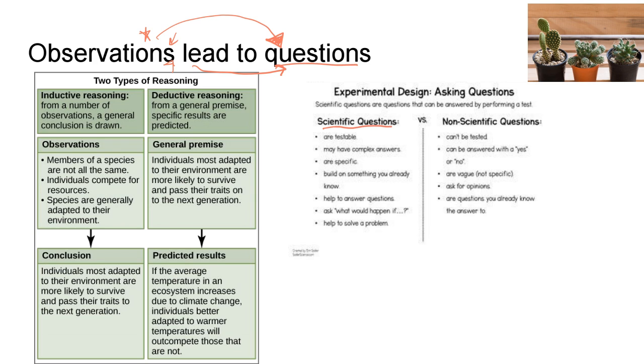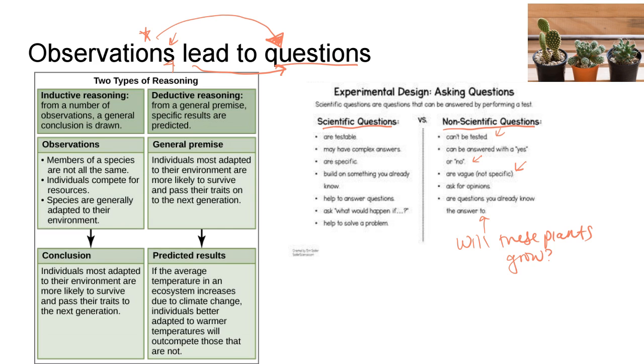There is a difference in questions when we're talking about experimentation. There are scientific questions and there are non-scientific questions. Non-scientific questions are broad, they can't be tested, they're easily answered with a yes or a no. It's something you already know the answer to, or they're very vague. For example, if you asked, will these plants grow? Well, of course we know that plants are going to grow. So the answer is kind of like probably, yeah. I mean, is that testable? Yeah, we can test it to see if those plants will grow, but this is not actually a scientific question.